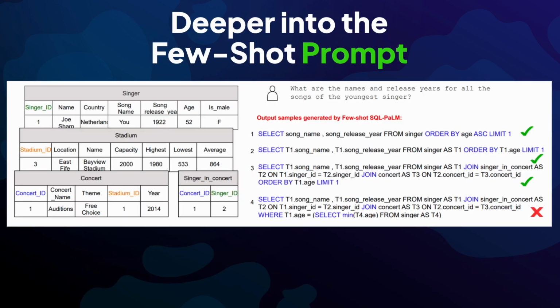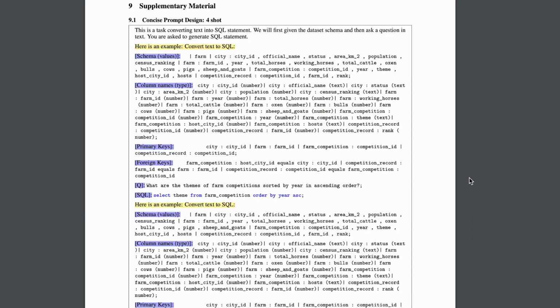So firstly, let's dive a little deeper into the few-shot prompt. In the appendix of the paper, they have the exact prompts for how they compress tables with the questions and do this few-shot prompting. So we're at the end of the paper, and we're looking at the exact prompt that was used to prompt the PaLM model to translate natural questions into SQL.